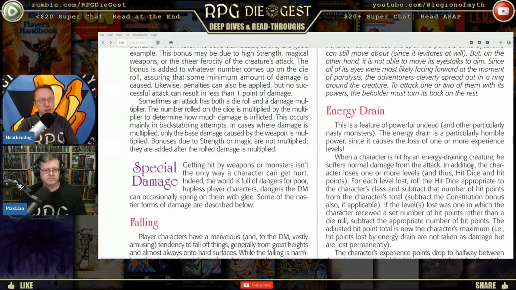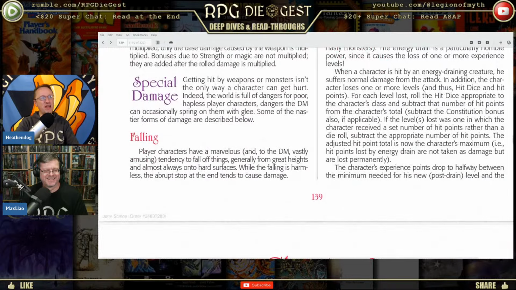And then we get to special damage. Getting hit by weapons or monsters isn't the only way you can get hurt. The world is full of danger for the poor, hapless player characters. Dangers the DM can occasionally spring on them with glee. That's a little adversarial. That's kind of mean. And here are some of the nastier forms.